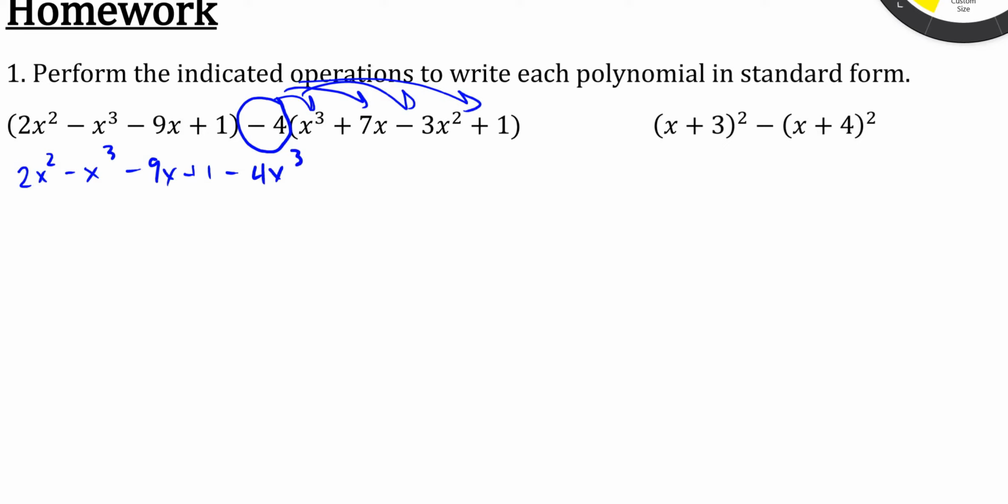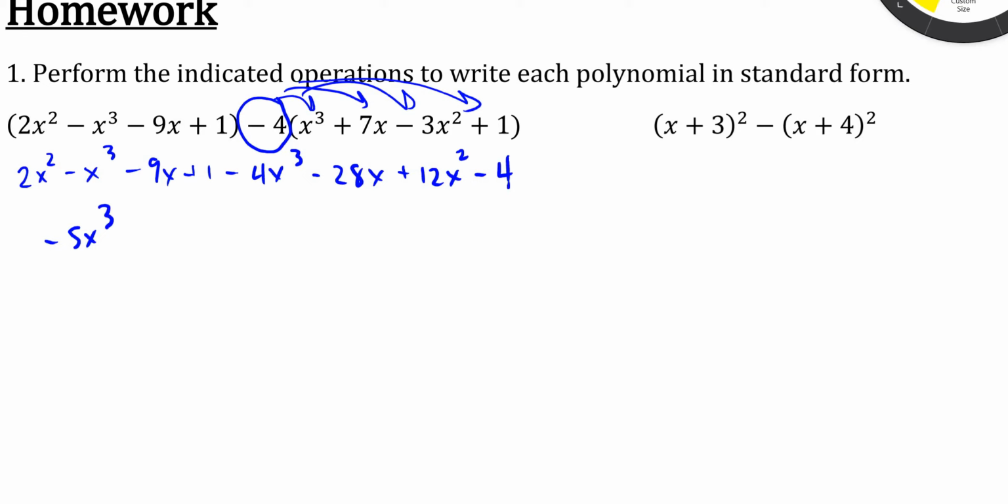-4x cubed when I distribute, -28x, positive 12x squared, negative and a negative make a positive last time I checked, and we have -4 at the end. Then we're looking for some like terms. So I want to try and put this in order, so I want to have everything with the largest exponent first. So -x cubed, -4x cubed becomes -5x cubed.